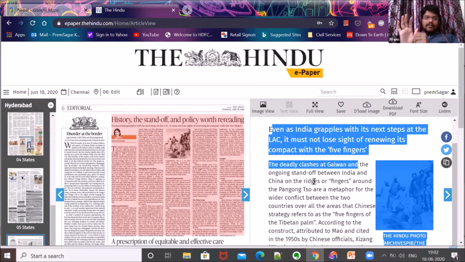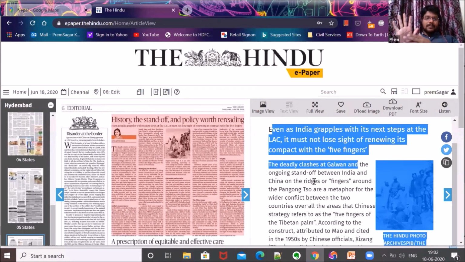First finger is Ladakh. Second finger is Nepal. Third finger is Sikkim, and fourth Bhutan, and fifth Arunachal Pradesh. So these are the five fingers China also wants to liberate or occupy or to keep in its territory. So that is why you have all the conflicts. This is something that started in 1960 or 1950, just after China came.